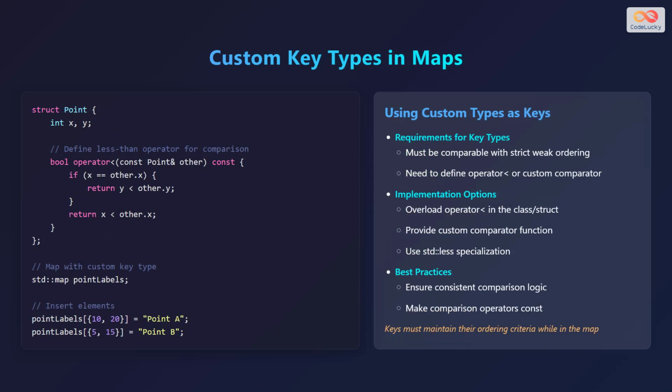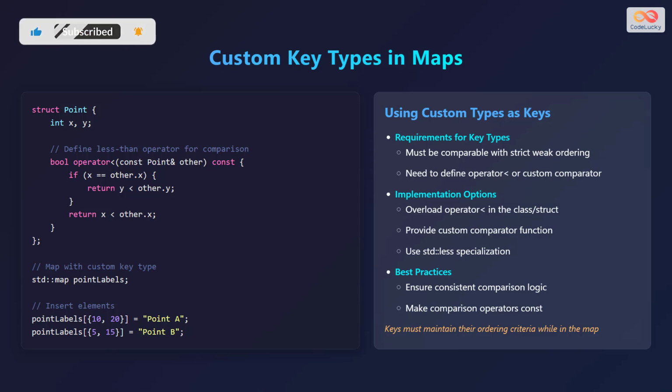Let's see how to use custom key types in maps. First, define a struct called Point. It has two integer values, x and y. You need to define the less than operator for comparison. Inside the function, if x equals other.x, then return y < other.y. Otherwise, return x < other.x. Then create a map with a custom key type like so: std::map<Point, std::string> pointLabels. Then, insert elements with the point and the label like so: pointLabels[{10, 20}] = "Point A", and pointLabels[{5, 15}] = "Point B".